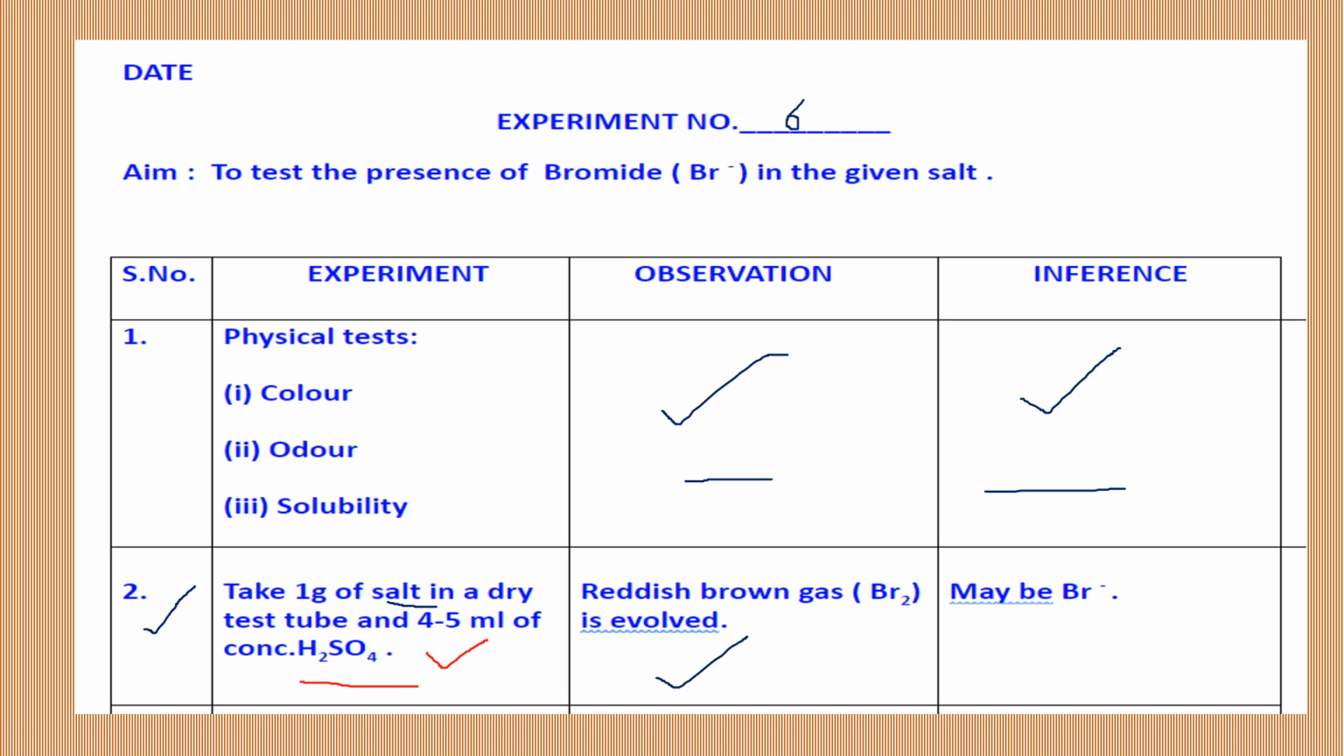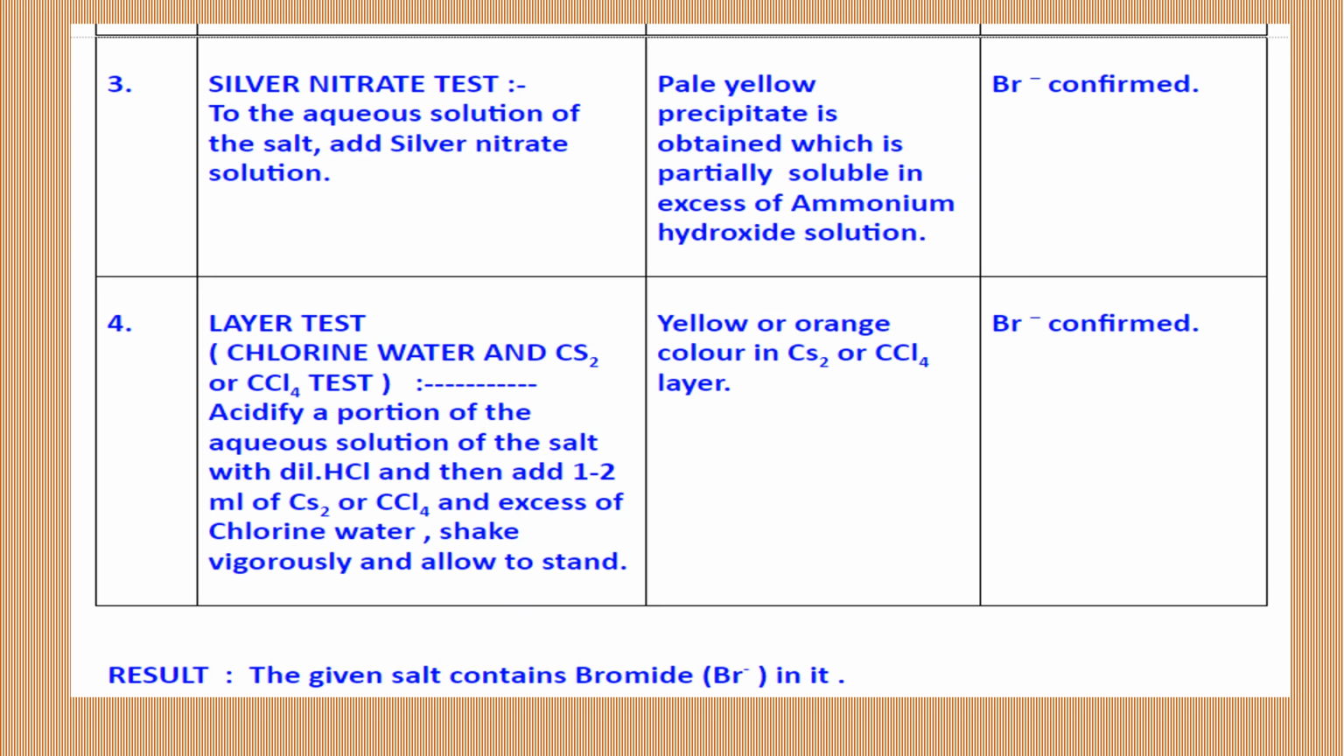In case of bromide, you will get a reddish brown gas, and that is because Br2 is formed. So it may be Br minus, because brownish vapors are obtained in case of nitrate also. So I cannot say it is definitely Br minus. Here we are telling you that we are giving you bromide. But when you get an unknown salt, you take a small quantity and add concentrated H2SO4 and you are getting reddish brownish fumes, then you can write it may be bromide or nitrate. And then further you carry out the confirmatory test. So it may be bromide, we are writing here.